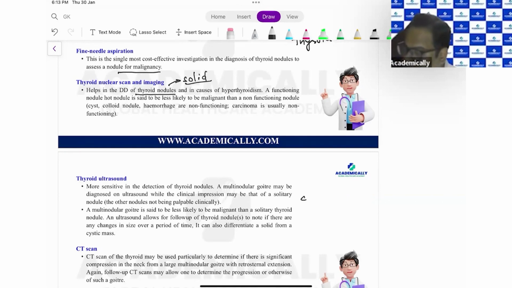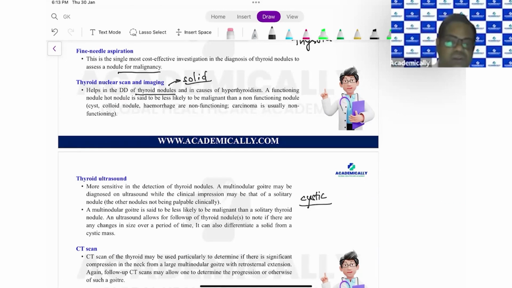I don't know where it is written over here, but a sonography is good to detect a cystic nodule. It's a fluid-filled nodule, and sonography can differentiate between a cystic nodule and a solid nodule. When there is a solid nodule, we will do something called a nuclear scan. What will we use? We will use 123 iodine, and we will see the uptake.